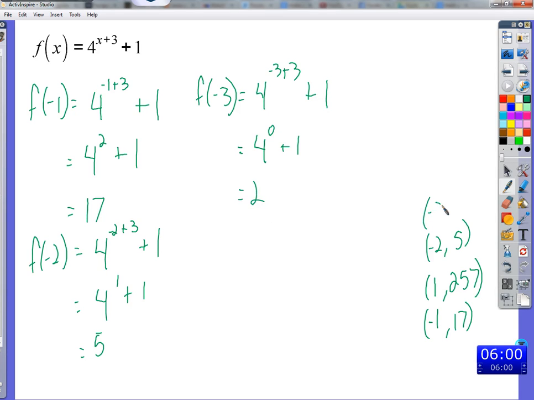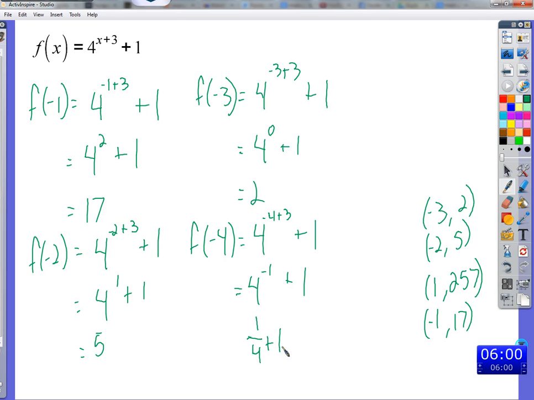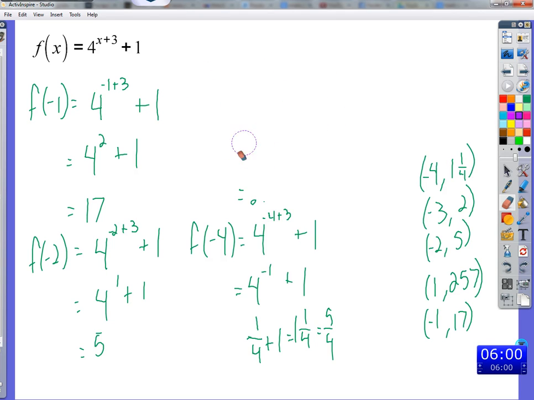Can you go up one more, too? Go to negative 4, please. Sure, we'll do negative 4. 4 to the negative 4 plus 3, that's 4 to the negative 1. Now what's 4 to the negative 1? 1 fourth. 1 over 4 plus 1, 1 and a fourth, or 5 fourths. When we put in negative 4, we got out 1 and a fourth, or 5 fourths. Because the plus 1 shifted it up 1. Yep. But that information is superfluous.